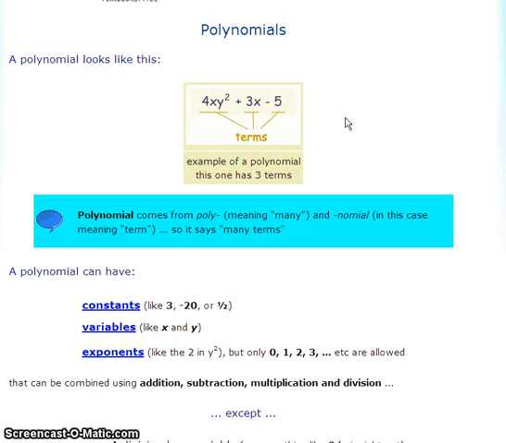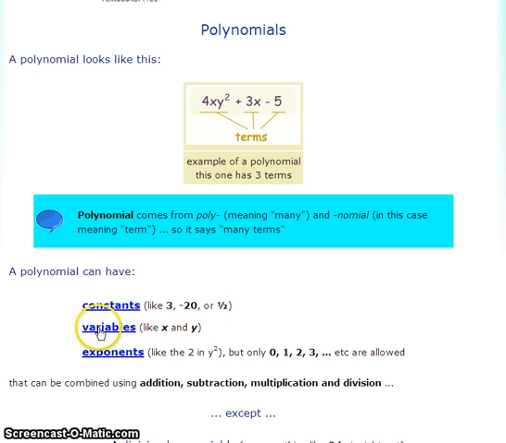The next unit of study is quadratics, and knowing about quadratics means knowing about polynomials. Polynomials come from the word poly, meaning many, and nomial, in this case, meaning term. So a polynomial has many terms. A polynomial can have constants, which are just positive or negative integers, whole numbers, and fractions. So you can have 3, -20, or a half as constants in your polynomial.